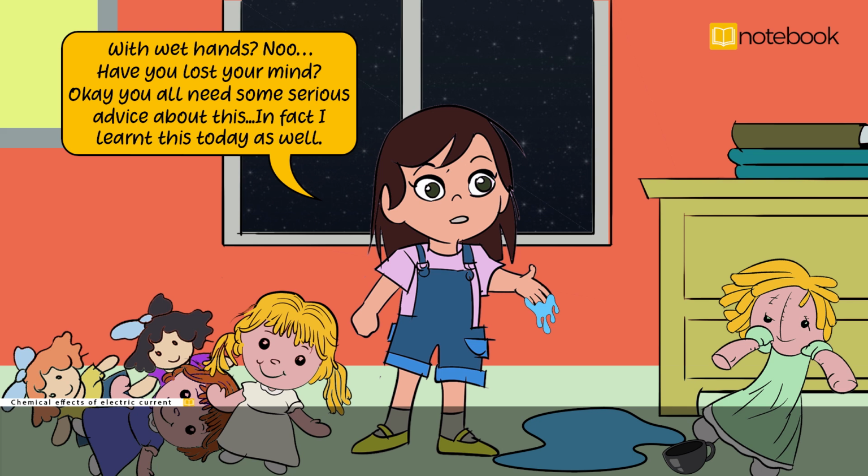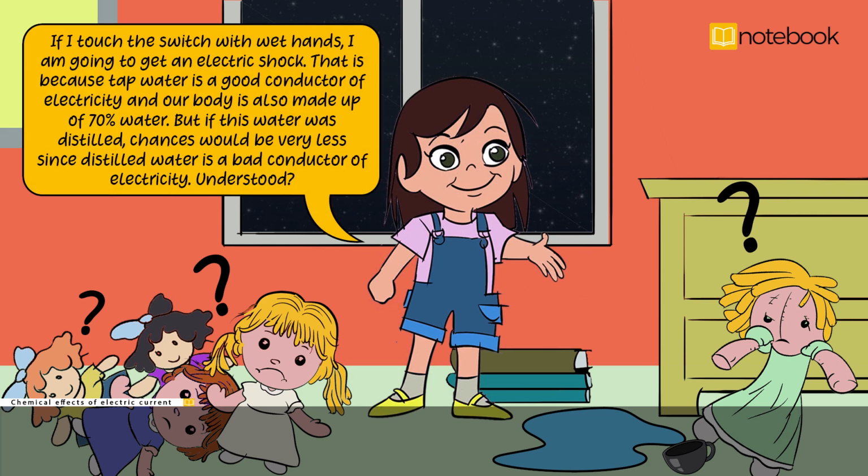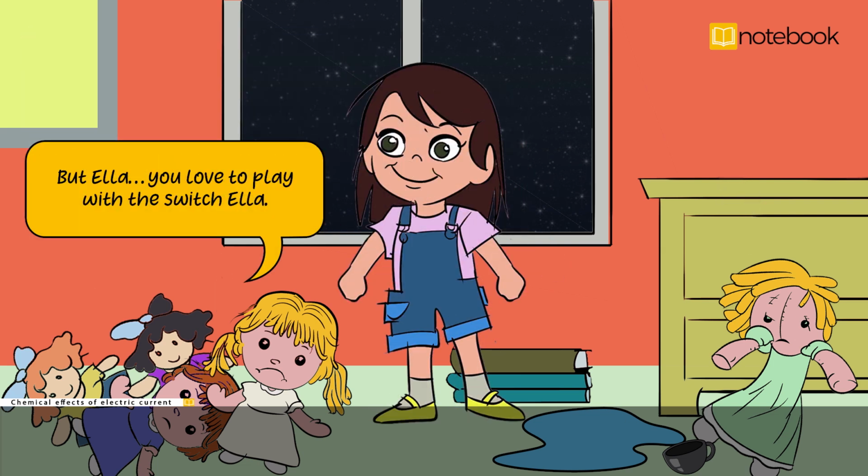Okay, you all need some serious advice about this. In fact, I learned this today as well. If I touch the switch with wet hands, I'm going to get an electric shock. That is because tap water is a good conductor of electricity and our body is also made up of 70% water. But if this water was distilled, chances would be very less since distilled water is a bad conductor of electricity. Understood?